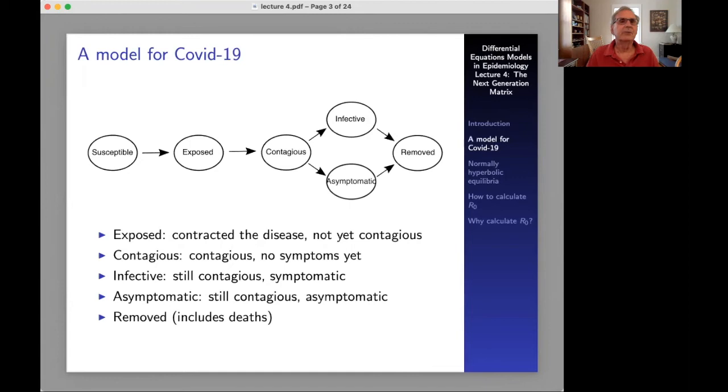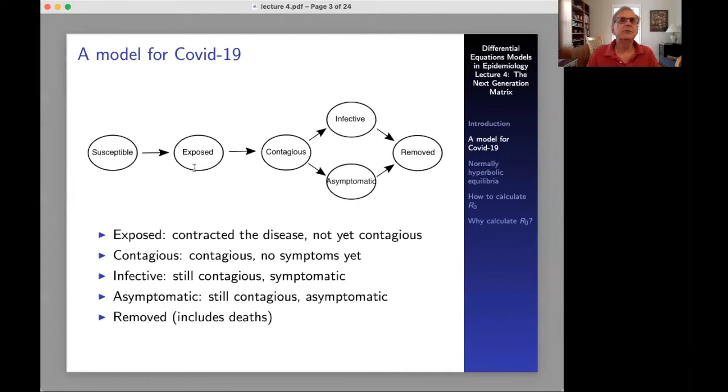Let's describe a compartmental model for COVID-19. We'll begin with a susceptible category. People in this category can catch the disease. If they do, they move into a category called exposed. In the exposed category, you've got the disease, but so far, you don't have any symptoms, you don't know you've got it, and you're not contagious.